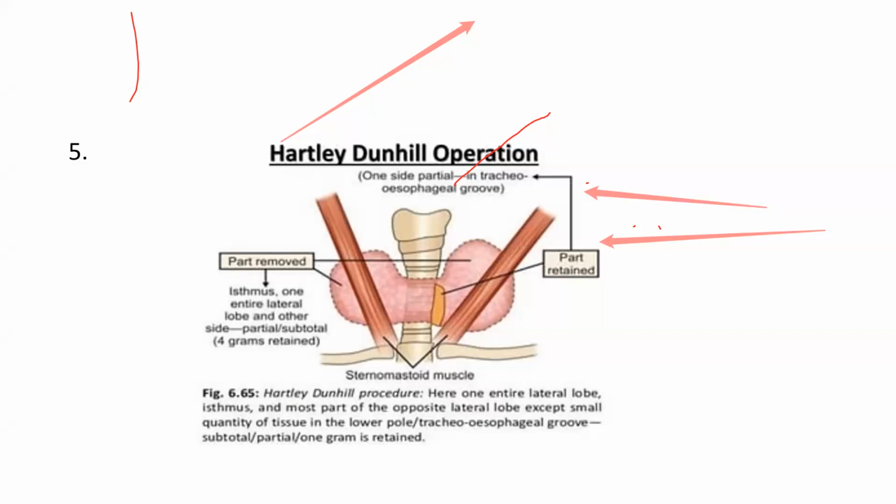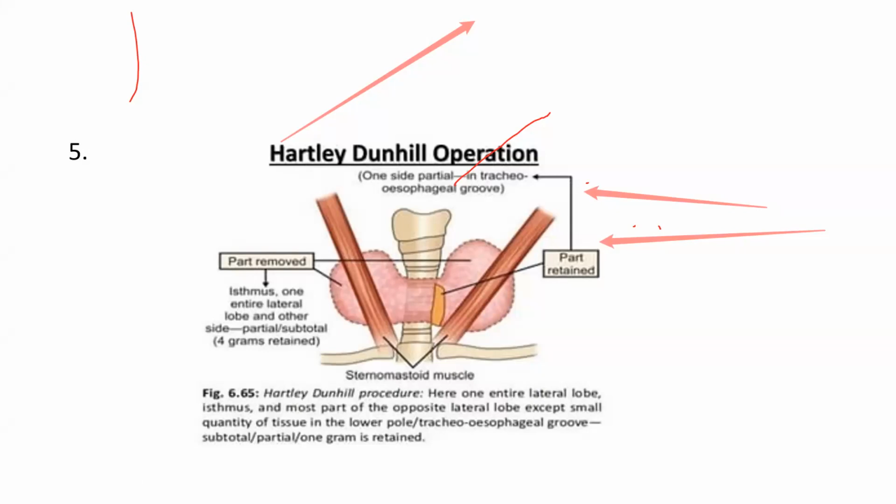And sometimes you may be asked what the central compartment is, and what its extent is. The central compartment now includes both level 6 and level 7 nodes. The anatomical boundaries of the central compartment are from the inferior quarter of the thyroid to the innominate vein. So, what is the central compartment? You have to mention both level 6 and level 7.